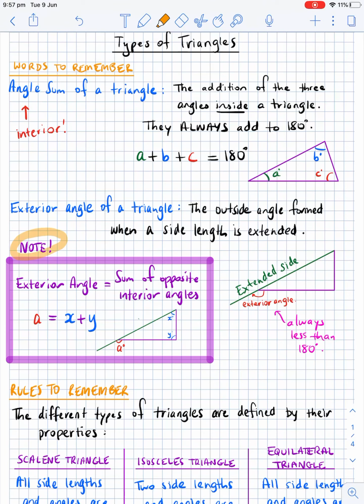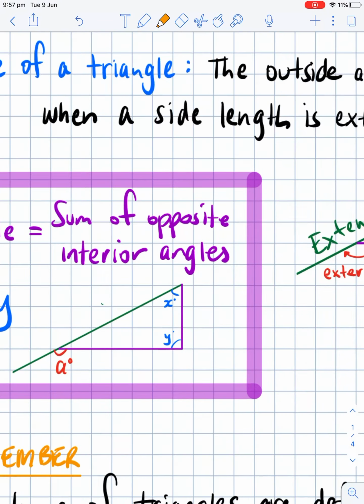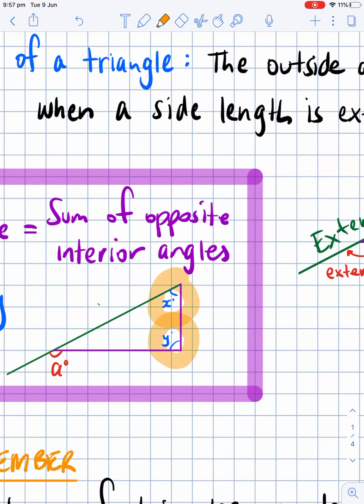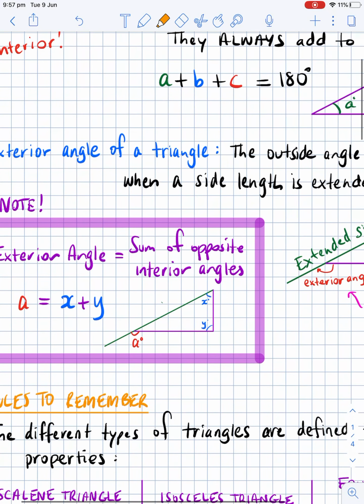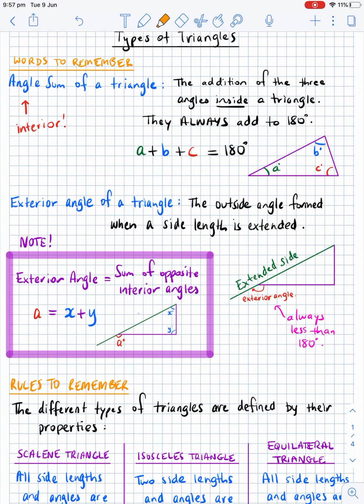An important note is to know that your exterior angle is always going to be equal to the sum of the opposite interior angles. So here we've got our exterior angle. These are the opposite interior angles. The reason why they're called the opposite interior angles is because they're on the opposite side of the triangle compared to this exterior angle. So if we add these two angles together, you should get the value of this angle A, this exterior angle.